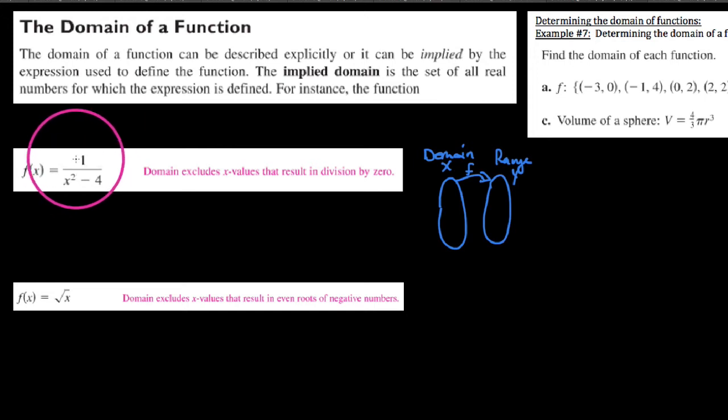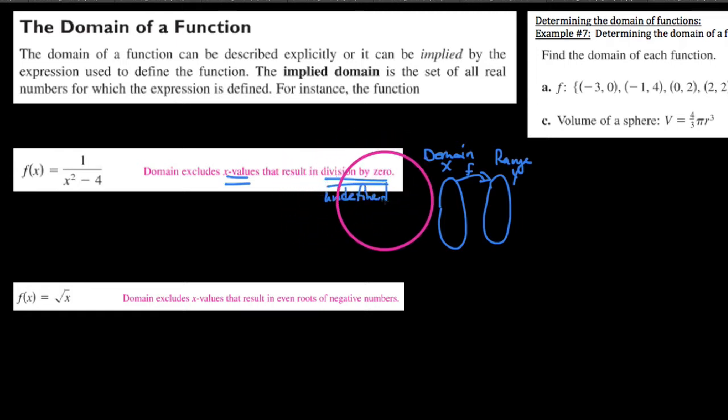So if I were to look at, say, some expressions like these two you see here, f of x equals 1 over x squared minus 4, and f of x equals the square root of x, which values of x could I imply would not even work in the first place, or what would be my implied domain? So in terms of the domain, first things first, we have to exclude all x values that result in division by 0, because division by 0 is undefined.